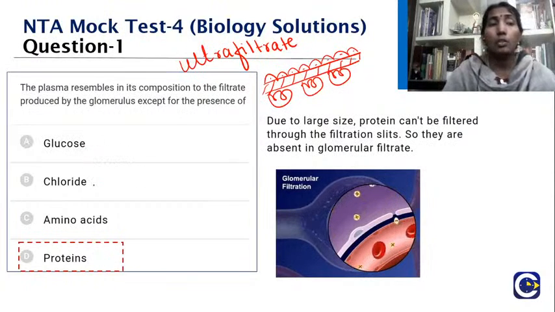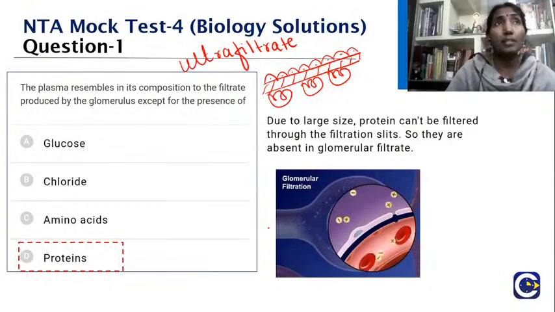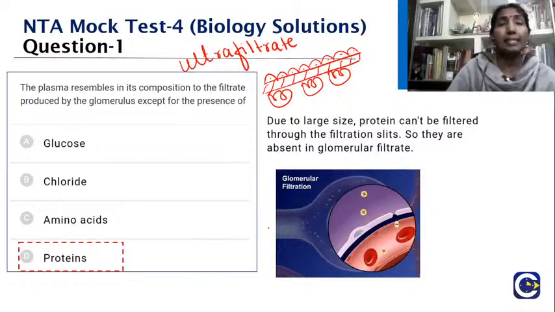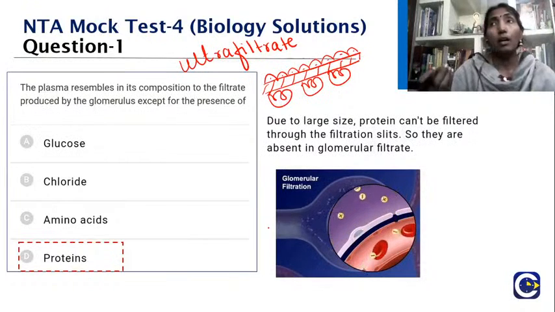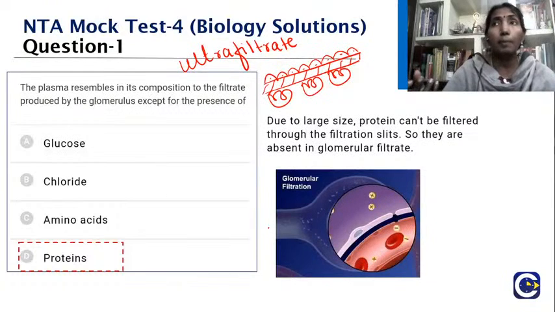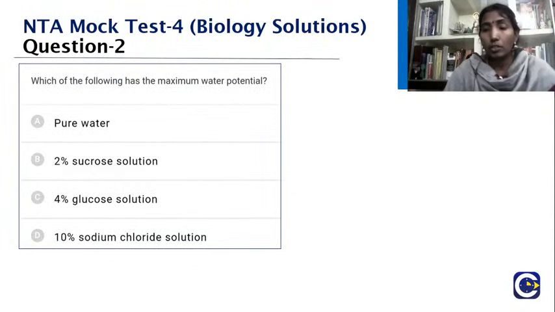Whereas the glucose, chlorides and amino acids do get filtered, but at the same time they get reabsorbed by the renal tubules. So that concept you should know. Okay, we'll go to the next question here.